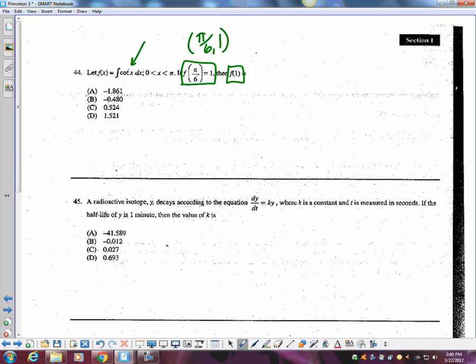Well, to find this, I need to know what the whole function is. So I'm going to have to find what c is. And then once I find that, I can plug this in for x and y. And then once I have that, I can plug a 1 in and get my answer. Okay, too much. One thing at a time.